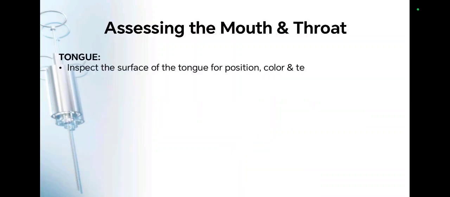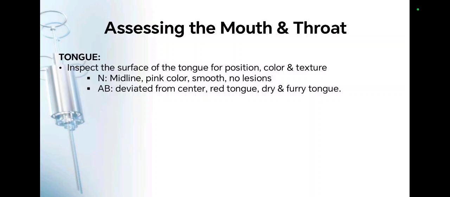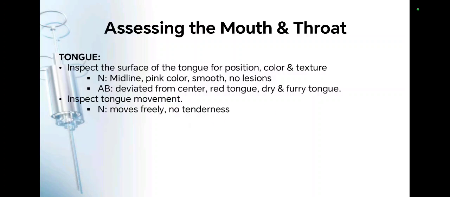Now, for the tongue, inspect the surface of the tongue for position, for color, and texture. So, normally, the tongue is located in the midline, pink color, and smooth, and has no lesions. Abnormal, it may be deviated from the center, red tongue, dry, and furry tongue. Inspect also for the tongue movement. You ask the patient to move their tongue up and down, side to side, or move against a tongue depressor. So normally, it moves freely and no tenderness. And if there is restricted mobility, then that's the time that it's abnormal.